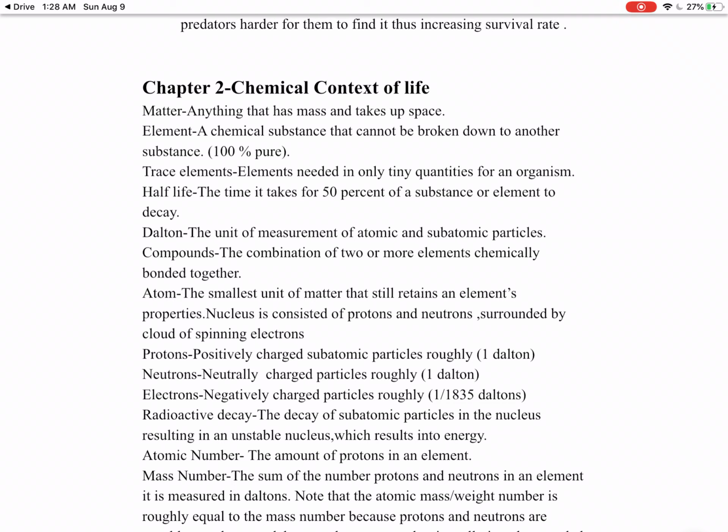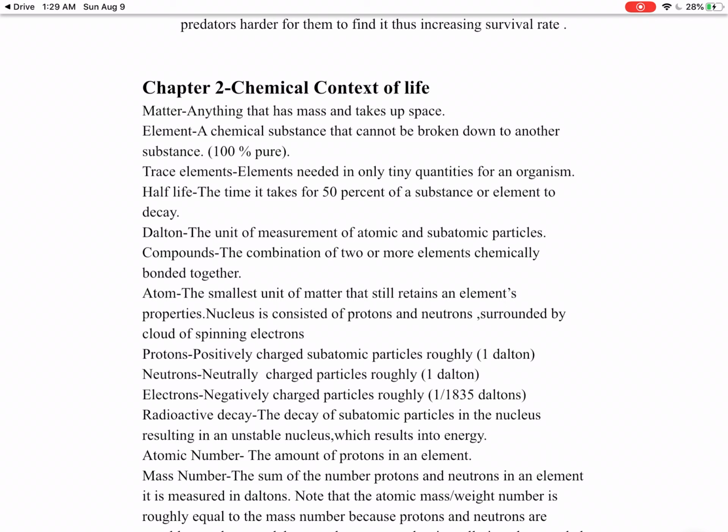Now, compounds are basically the combination of two or more elements chemically bonded together, such as sodium chloride or table salt. Table salt consists of two elements, sodium and chlorine, ionically bonded together, and I'll explain what an ionic bond is later in this video. But the key thing to observe here is that a compound is two or more elements chemically combined together. They're different from elements because, one, they consist of two or more elements, and two, because of that, they are not 100% pure.